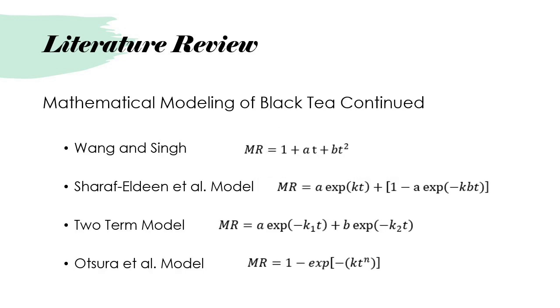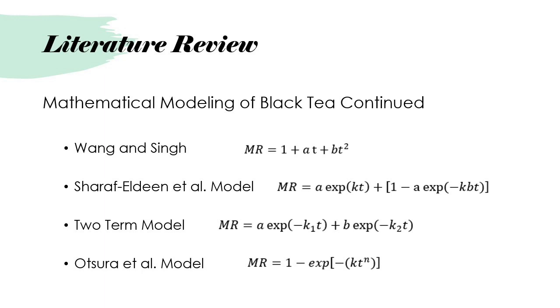Now the next model is the Wang and Singh model, in which a new quadratic equation was used to fit the single layer drying of rough rice, proposed by Wang and Singh. Next model, the Sharaf-Eldin et al. model, is a new model which was presented for drying of ear corn by Sharaf-Eldin.